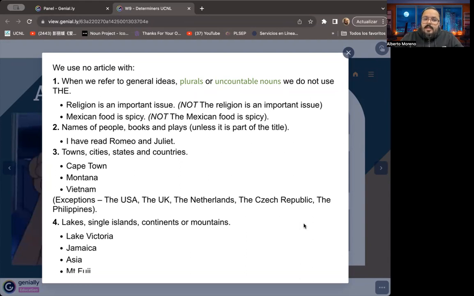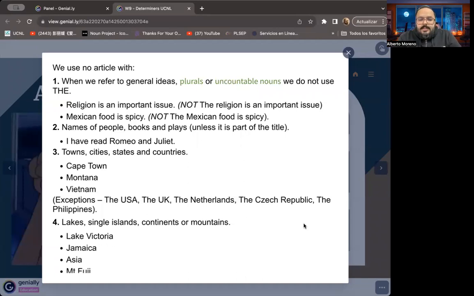Por ejemplo, al hablar de la idea general de la religión, no es necesario utilizar el artículo definido the. Religion is an important issue. Así solito. Y no es correcto decir the religion is an important issue, porque no es necesario. Estamos hablando de la idea en general.